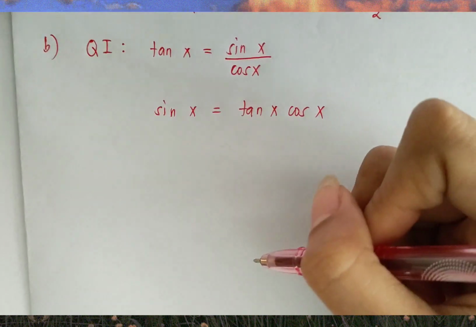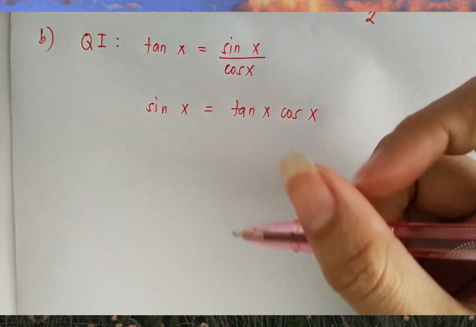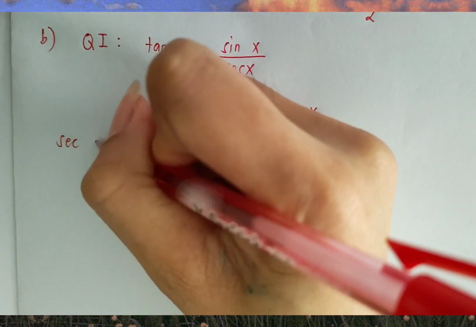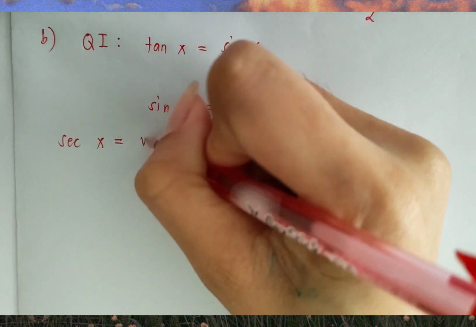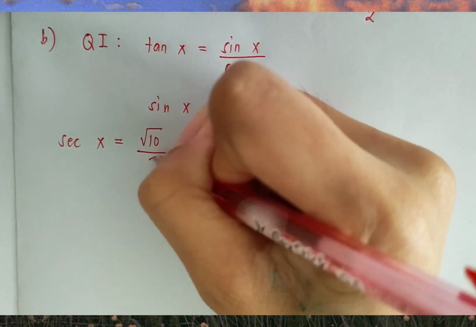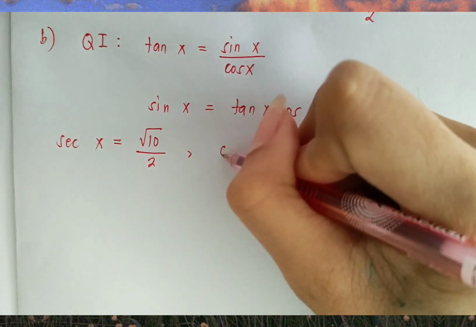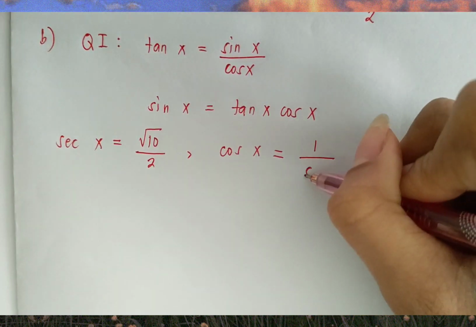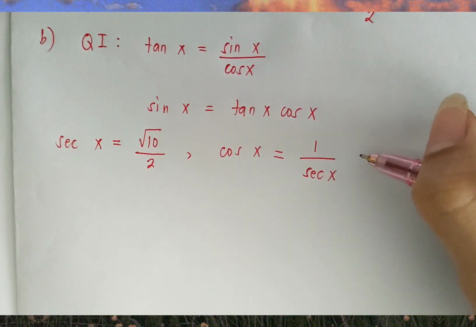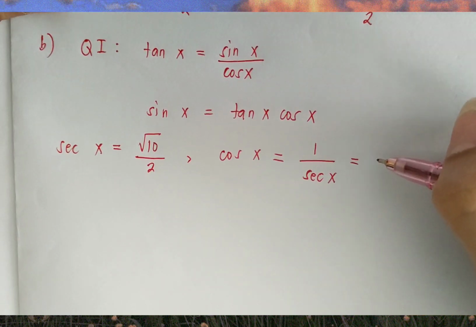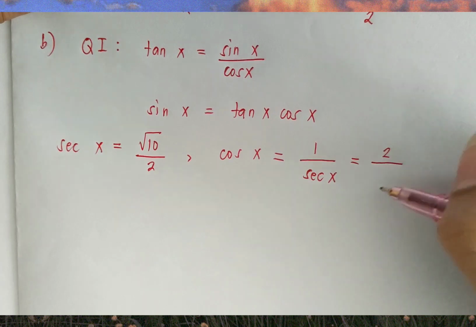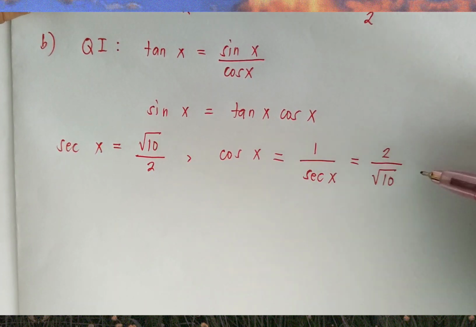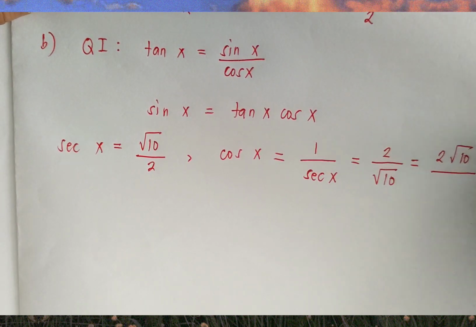Now let us compute. Since secant x is equal to the square root of 10 all over 2, then cosine x is equivalent to 1 all over secant x, right? And we have here 2 all over square root of 10. And we rationalize this one, we'll come up with 2 square root of 10 all over 10.